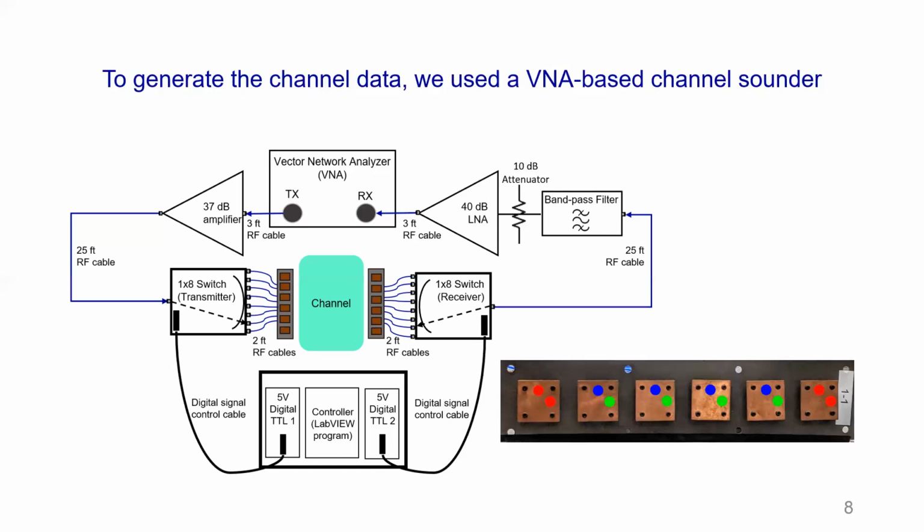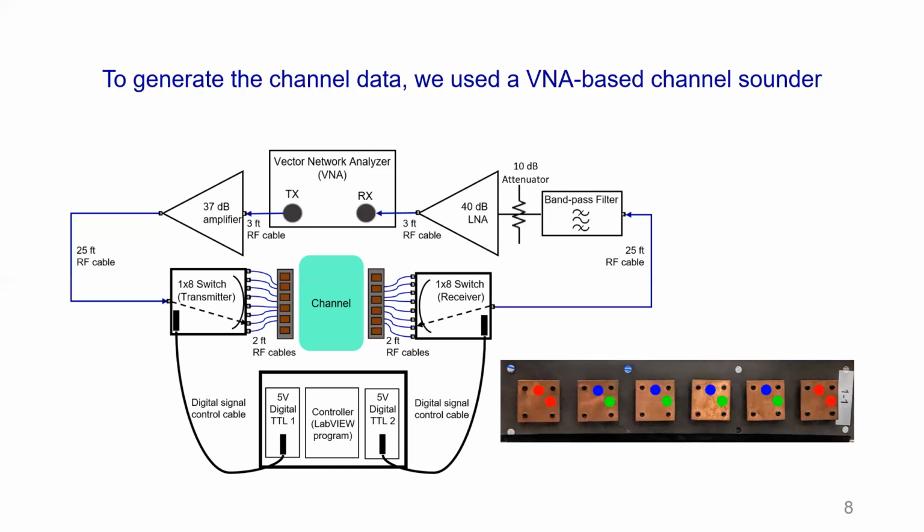The propagated signal from the transmitting antenna will pass through the arbitrary wireless channel, then to the receiving antenna array, which is an identical 8-port array as the transmitting antenna array. This antenna array is also connected to an 8 times 1 switch at the receiver end. The signal then goes through another 25 feet cable to reach the bandpass filter, attenuator, and the amplifier before reaching the receiver of the VNA.